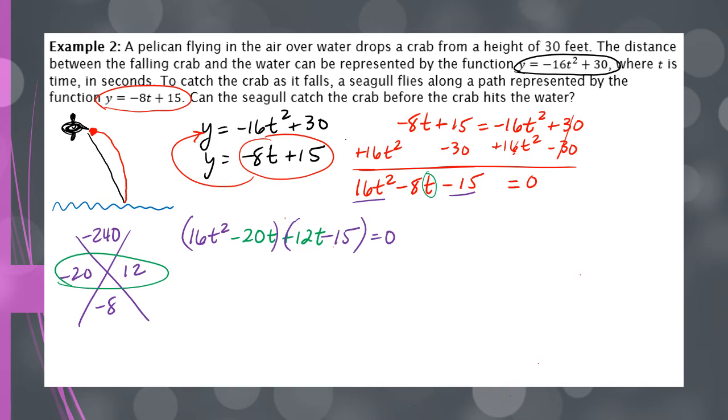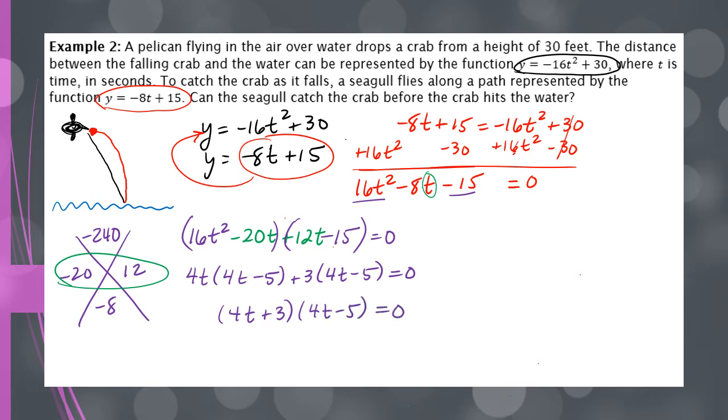From the first group, I can take out a 4t, leaving me with 4t minus 5. From the second group, I can take out a 3, leaving me with 4t minus 5 again. And so when I factor this completely, I end up with (4t plus 3)(4t minus 5) equals 0. So at this point, I can solve both of my linear equations: 4t plus 3 equals 0 and 4t minus 5 equals 0.